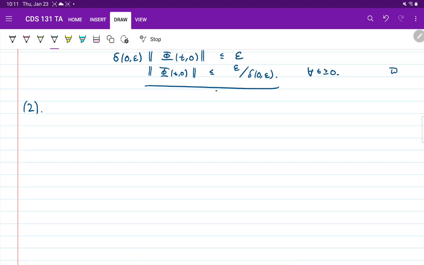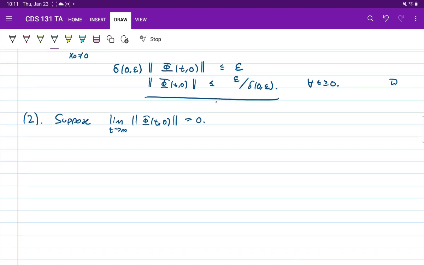Part 2. First, suppose the limit as t goes to infinity of the norm of phi of t comma 0 equals 0. Now what we want to show is that the equilibrium point xe equals 0 is globally asymptotically stable. Remember, there are two things that we need to check. First, we need to check stability in the sense of Lyapunov, and second, we need to check this convergence property.